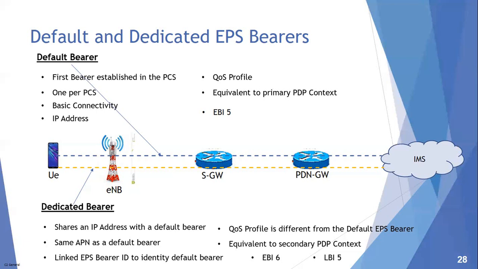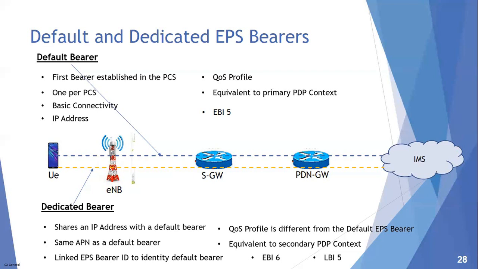The default bearer is always allocated a dynamic IP address, which the user takes from the APN he wants to connect on. So any default bearer has a dynamic IP address that is taken from the APN on the P gateway.